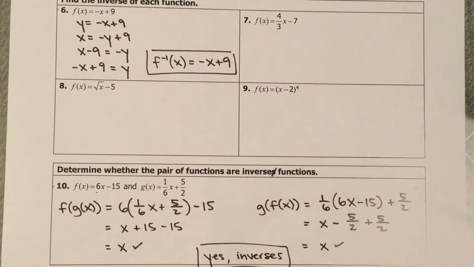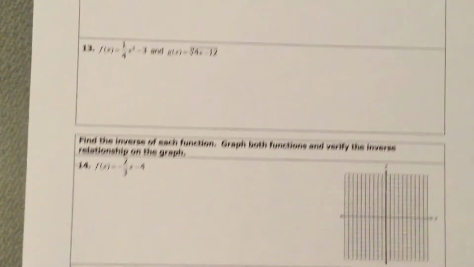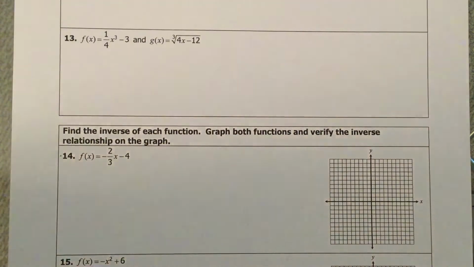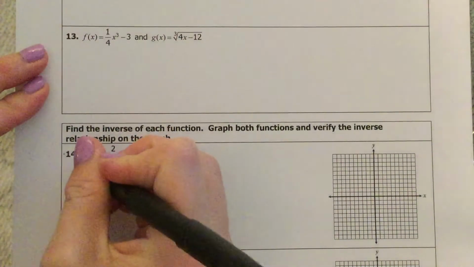Okay, we're going to do one last one on the following page. We're going to do number 14. So this one, we're doing practice finding the inverse again. This time we're going to graph them both and see what the graphs should look like. So same 4-step process that we had before. So step 1, replace f of x with y.